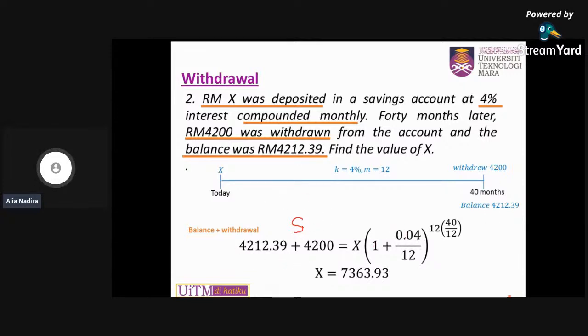1 plus i, K over M lah. Here is K compounded. So, K is 4% compounded monthly. M is 12. Okay, this one is M times T. So, you substitute. So, you add up these two and then you divide dengan yang ini. So, you dapat the answer 7363.93.